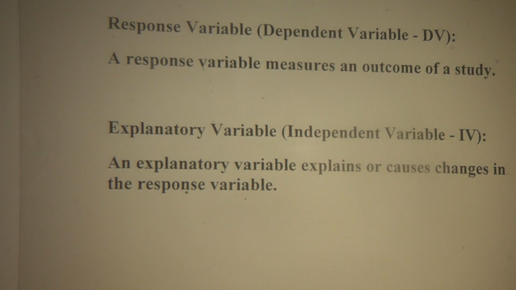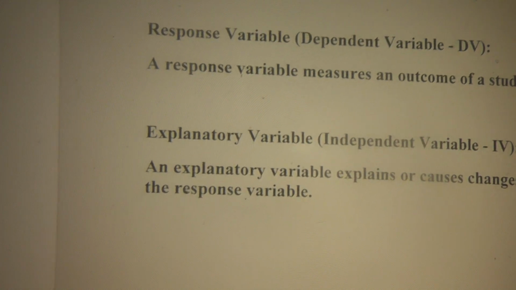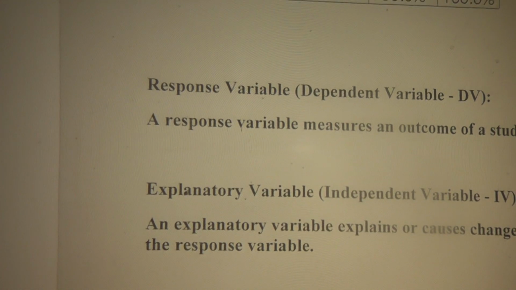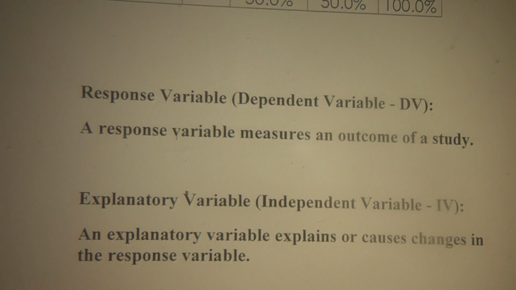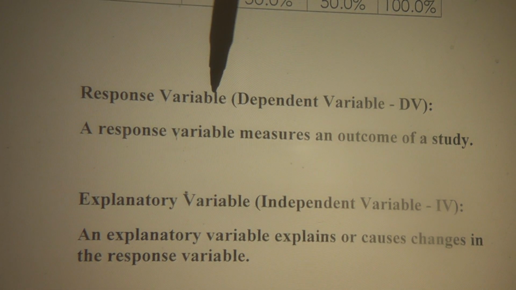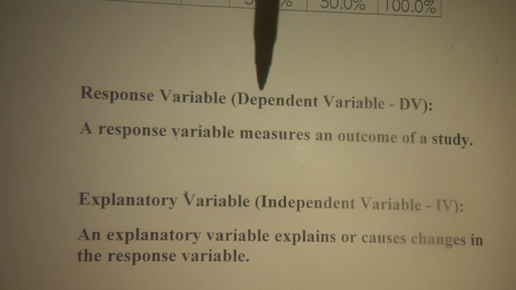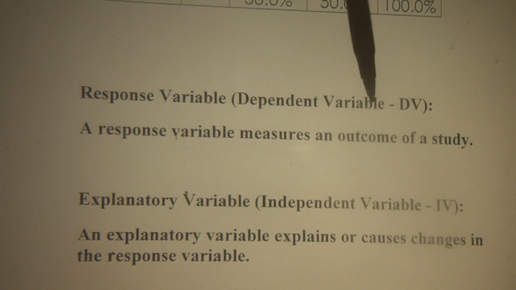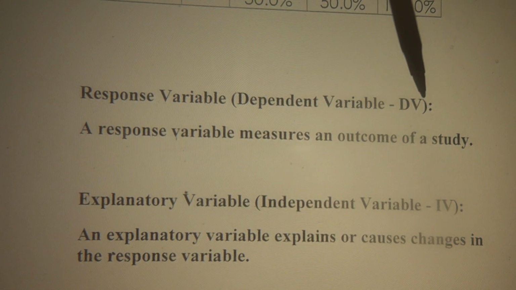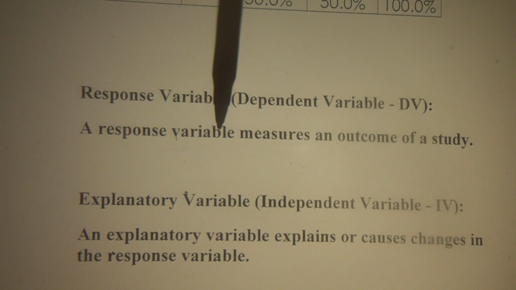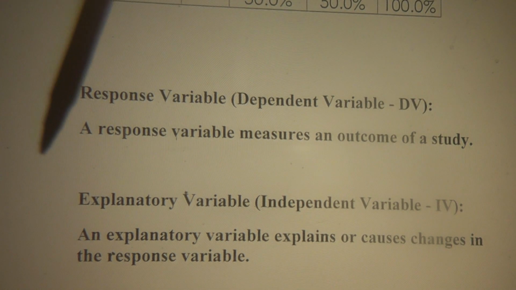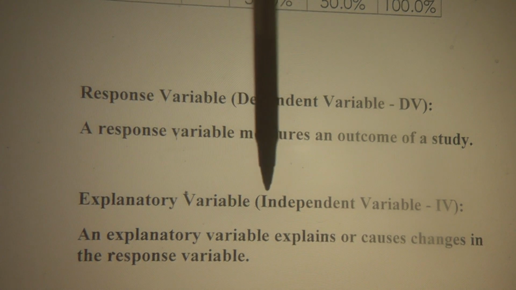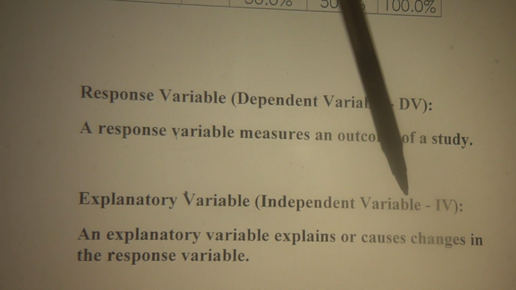Now, next, we're going to define two terminologies. The first one we call response variable. In our textbook, it is called dependent variable, or the abbreviation, DV. A response variable measures an outcome of a study.